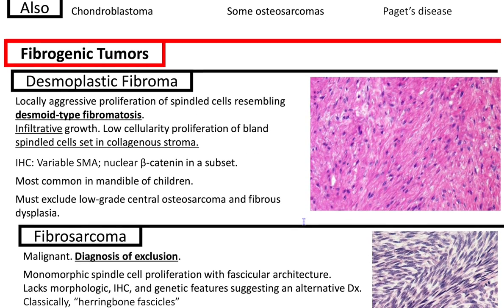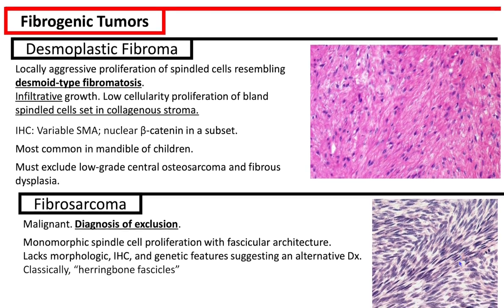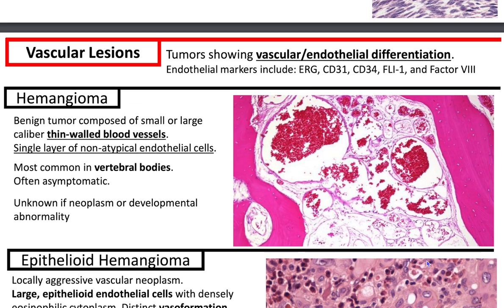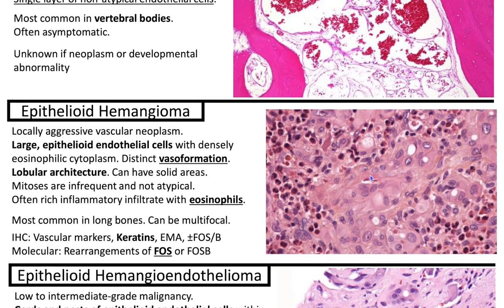Fibrogenic tumors include your desmoplastic fibroma, which kind of resembles your desmoid-type fibromatosis. There is nuclear beta-catenin in a subset. It has that infiltrative growth, most common in the mandible of children, and you've got to exclude low-grade central osteosarcoma and fibrous dysplasia. Fibrosarcoma, a diagnosis of exclusion, look for your herringbone. Vascular lesions, when in doubt, get your ERG, CD31, CD34, FLI1, and factor VIII. Hemangiomas, epithelioid hemangiomas, which should have eosinophils.